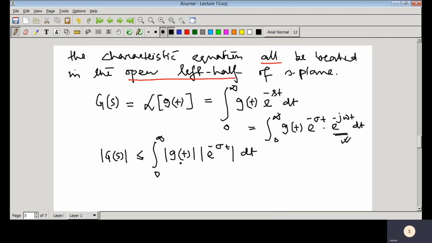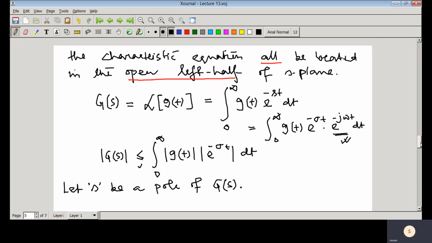So that's why you can write it like this, because if we take the mod of this and then apply the triangular inequality, then that would be less than or equal to. So now let s be a pole of G(s).